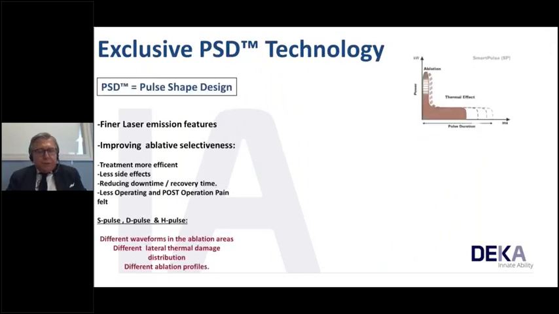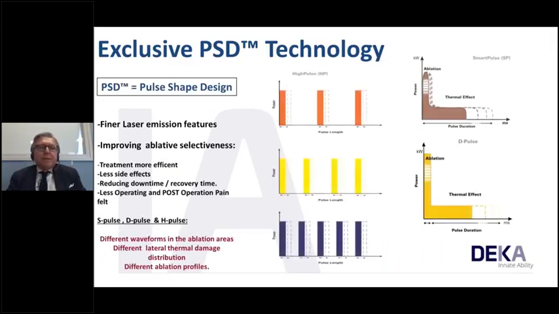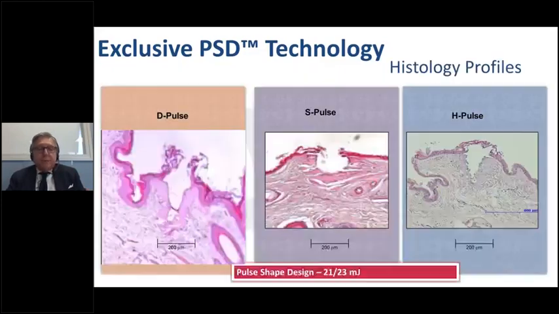Another important feature of this platform is the pulse shape design. This is very, very important because we can choose between these different pulse shapes. And with these pulse shapes, we have different waveforms of the ablation areas, different lateral thermal damage distribution, different ablation profiles, as we'll see later on in the pictures.